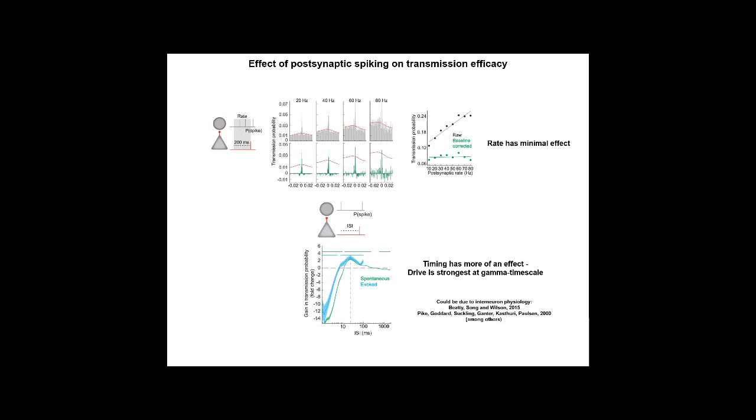And here, in green, what you see is the spontaneous data, so all the spontaneous recordings. And you can see that there's an optimal ISI. A pyramidal cell is most able to drive an interneuron to spike if the interneuron just spiked about 20 milliseconds ago, so about a gamma cycle previous.